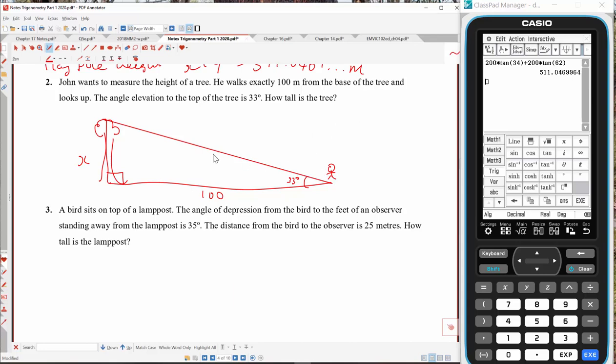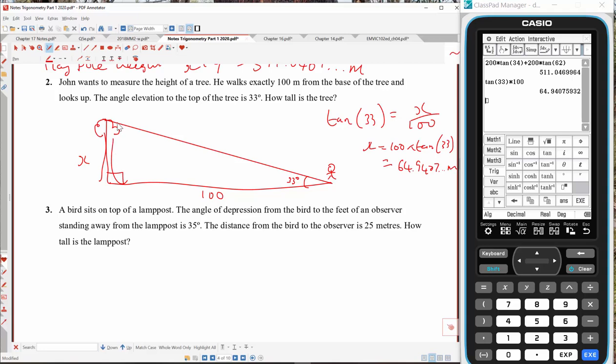Okay, so we're going to go tan of 33 equals the opposite over the adjacent, x over 100. x equals 100 multiplied by the tan of 33, and that's going to be shift 3, 33 multiplied by 100, 64.9407 ... meters tall. Seems pretty big. 64? No. Yeah, that seems all right.